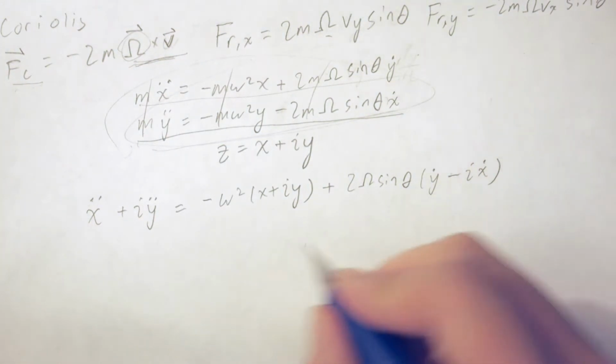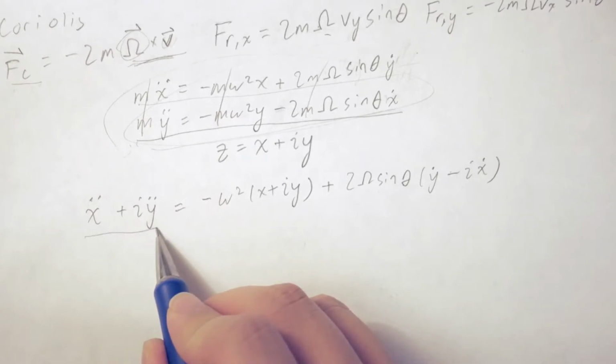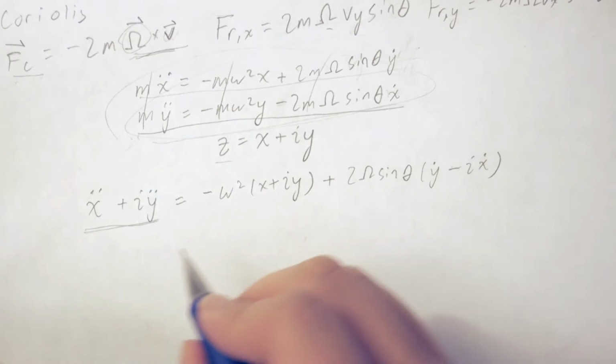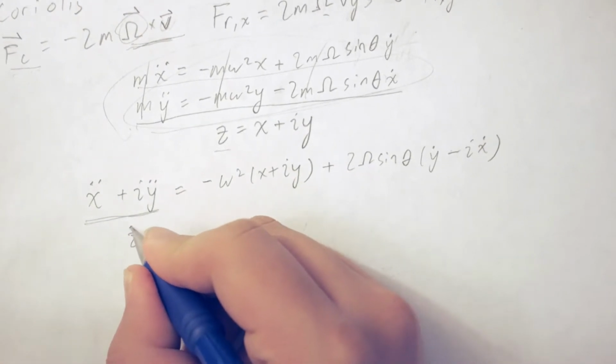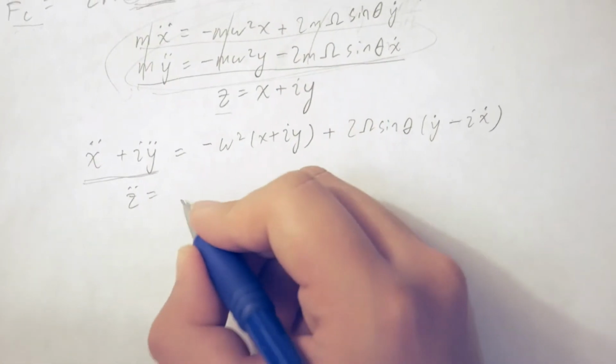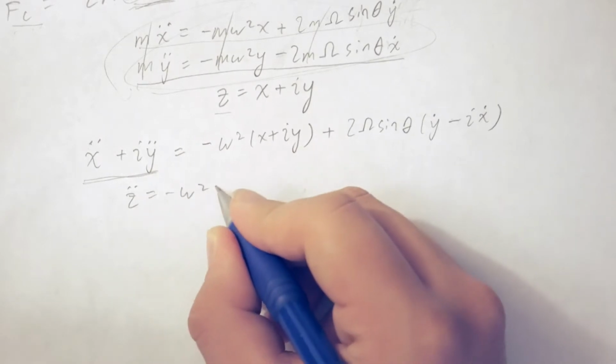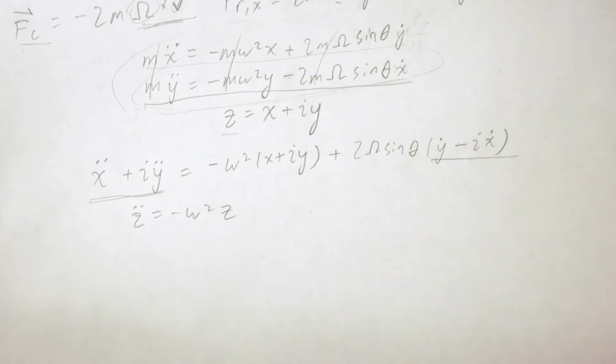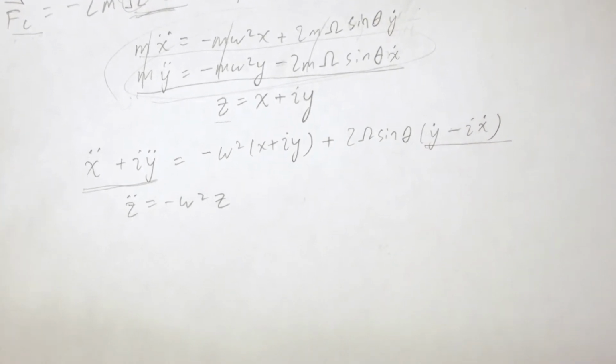So now we can see that this is simply z double dot, or the second derivative of z. So we can replace this with z double prime. And this is just z. But now we have this term, which is a bit of a problem.